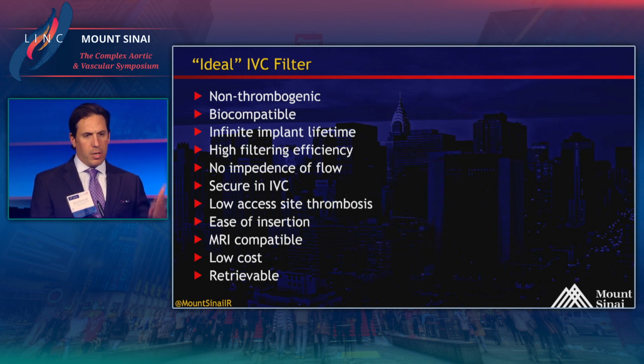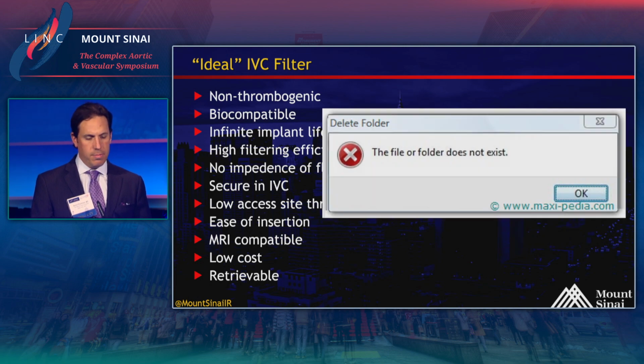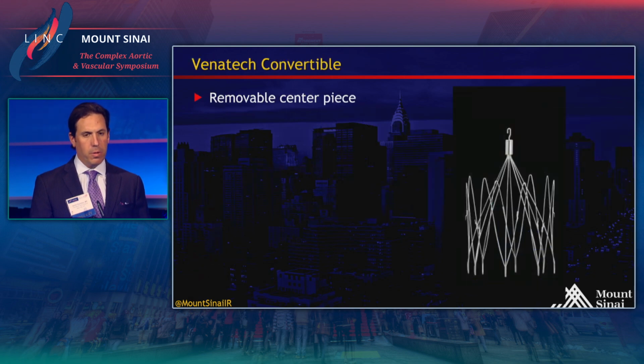So the ideal filter includes all of these different characteristics, and the problem is that none of these characteristics really exist in any of the filters that we have. You may get a couple of them, but these are sort of the optimal things that we look for in filters. And so what are we really doing now?